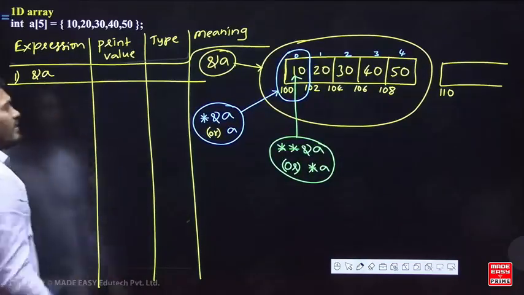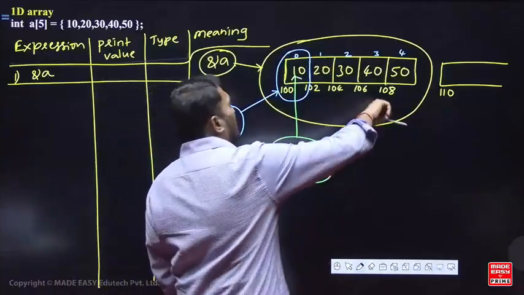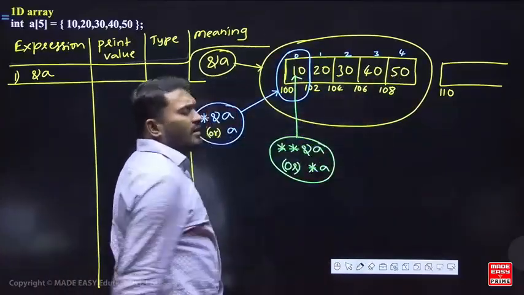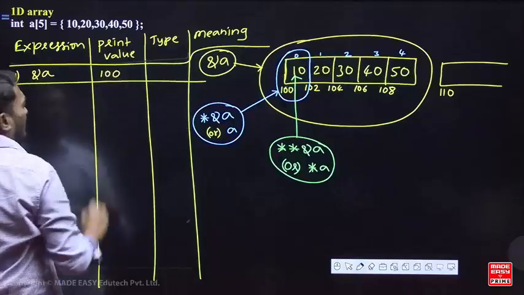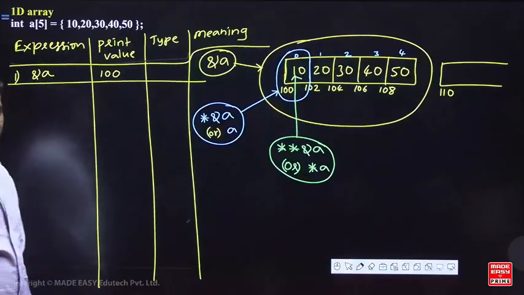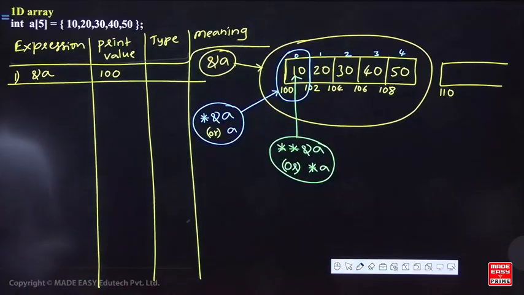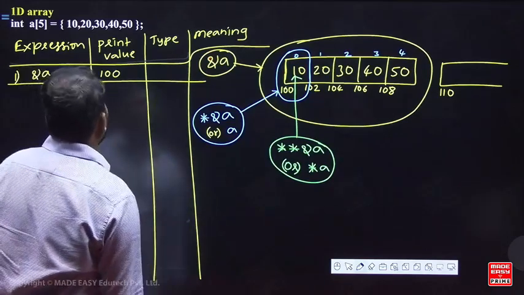Ampersand a. Now tell me what I said. Ampersand a means the base address of the entire 1D array. So what will it print? The printed value will be 100.